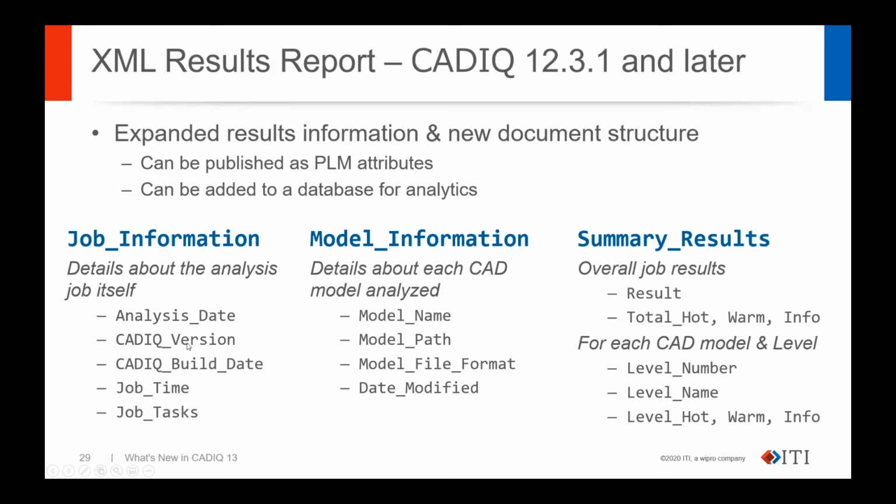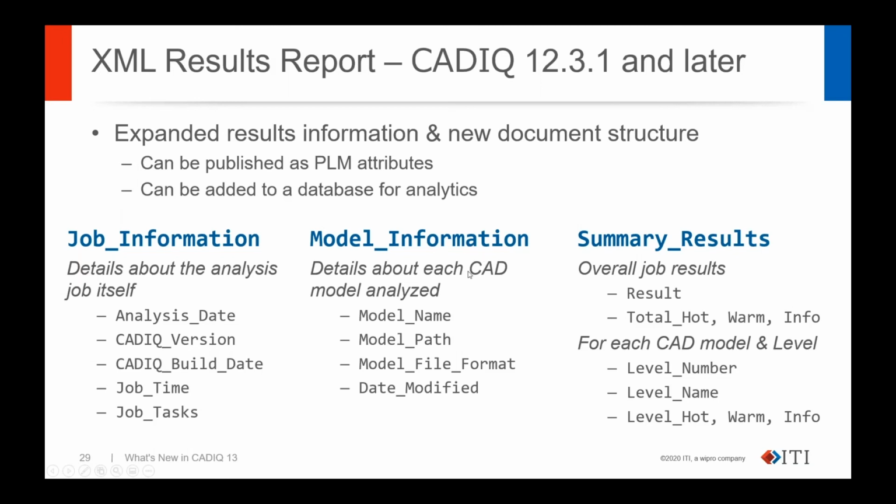So job information gives you a little bit of additional detail about the analysis job itself. So the date that it was run, the CADIQ version, and the build date. The job time, so how long the job took to execute, and the total number of tasks that were in there. So if you have a model with saved views, you'll get a number of different tasks for each of the saved views. So that's a quick way to see how many tasks were in there.